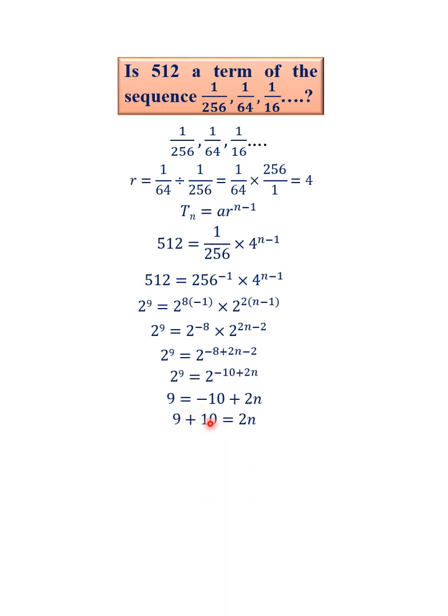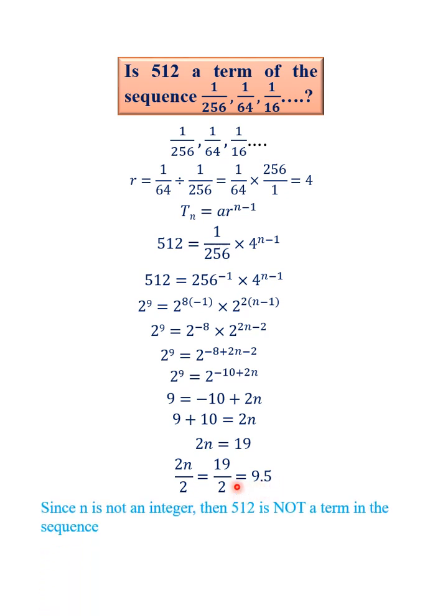9 plus 10, if minus 10 crosses the equation sign, is equal to 2n. So 2n is equal to 19. If we divide both sides by 2, the value of n will be equal to 9.5. Since 9.5 is not an integer, it means that 512 is not a term in this sequence. For a number to be a term in a sequence, that nth term must be an integer, but 9.5 is not an integer. So we can conclude to say, since n is not an integer, then 512 is not a term in the sequence.